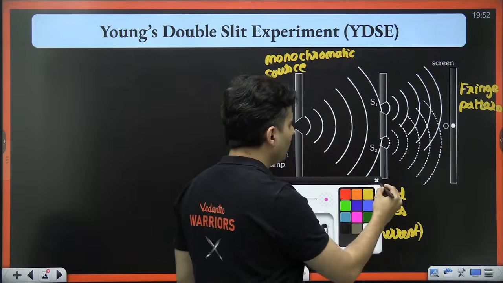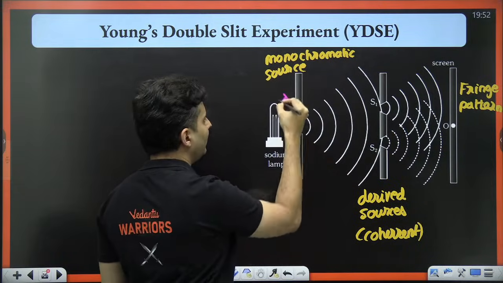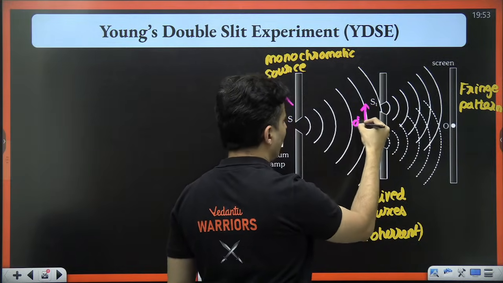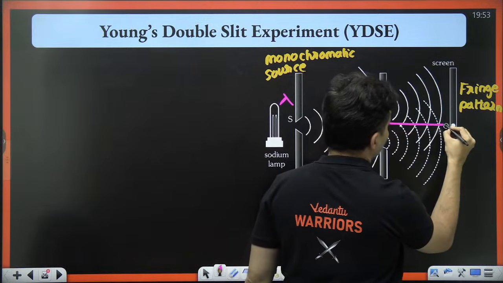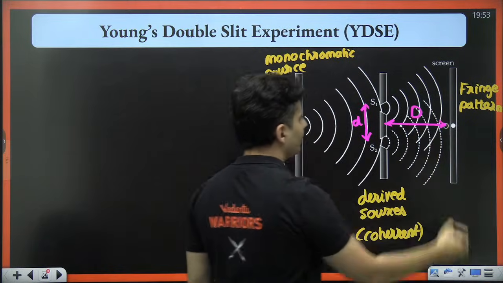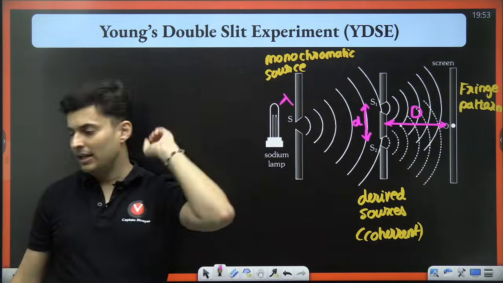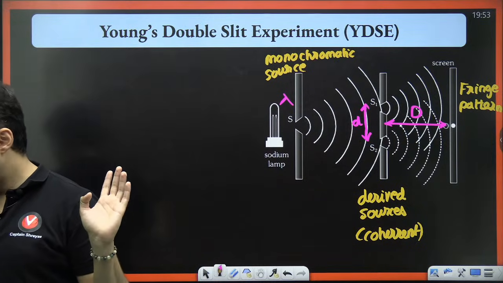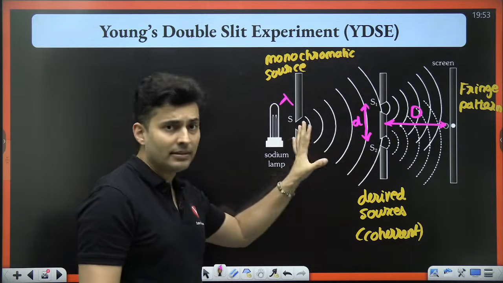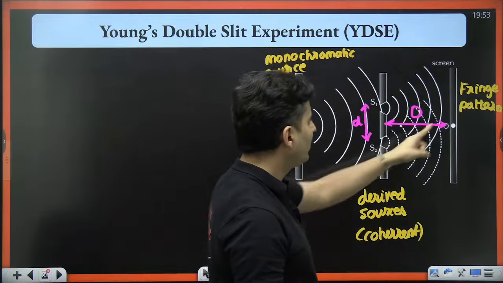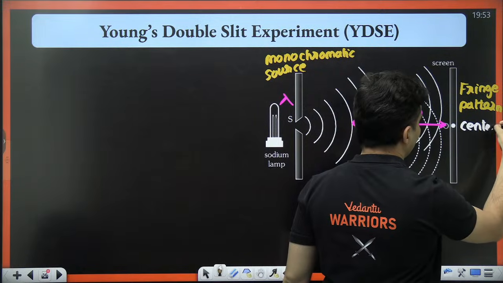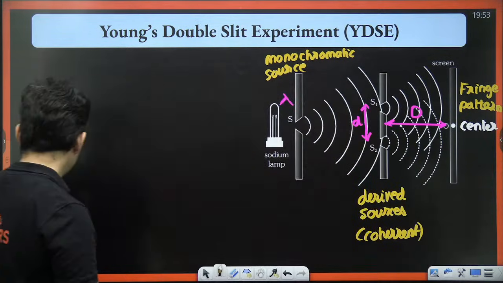Now the next things you need to know: the wavelength of the light source will be lambda. The distance between the 2 slits will be small d. The distance from the secondary sources to the screen will be capital D. Capital D, small d and lambda. Is that clear? Everybody with me? Cool. These are the main terms which you should know. This point O is also referred to as the central point on the screen.